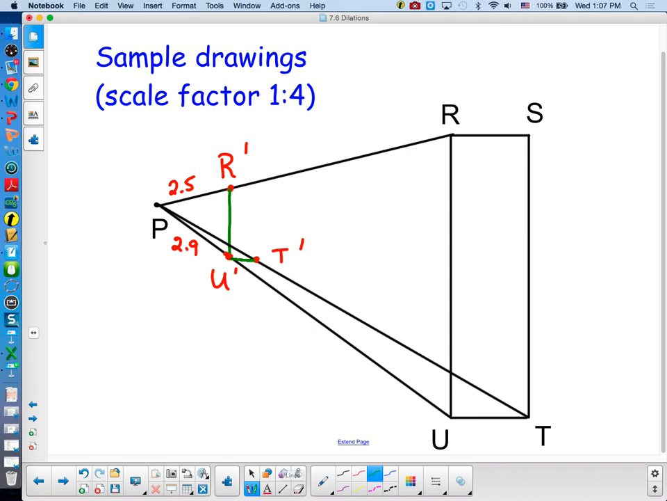When you connect your U and your T, notice that's making the bottom of your rectangle. It's 1/4 of the size it was. Which one do I still need? Yes, S. Okay. So from P to S. It kind of looks 3D when you think of it a certain way.